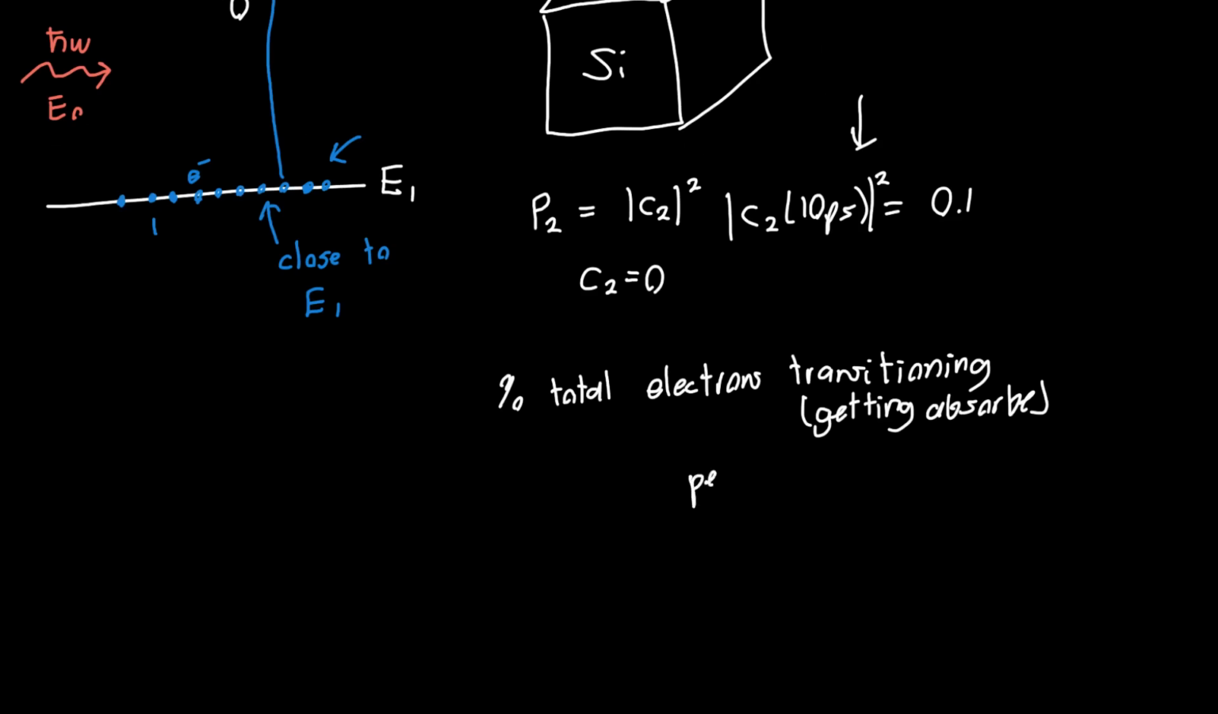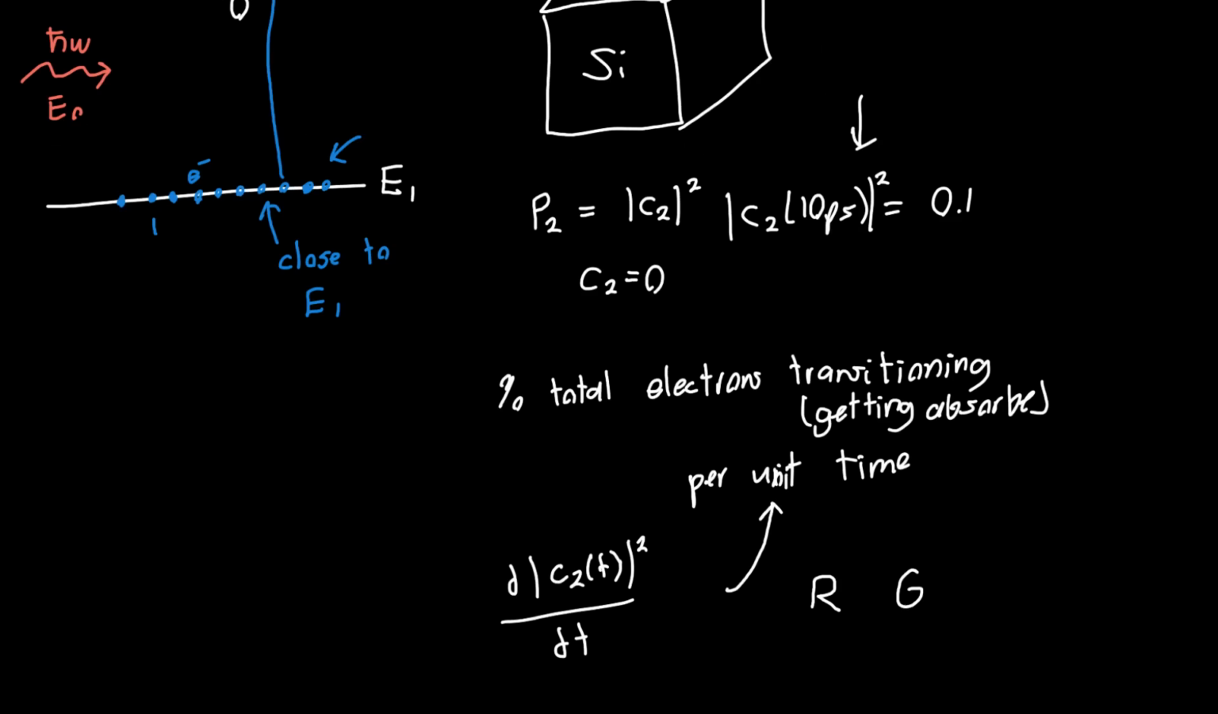per unit time, all we need to do is differentiate this quantity. So differentiate magnitude C2 squared with respect to time, and this will give us our transition rate. Or also, we can divide by the volume to get our recombination rate or our generation rate, in this case, since we're generating electrons in the conduction band, for example. We're absorbing a certain number of those photons.